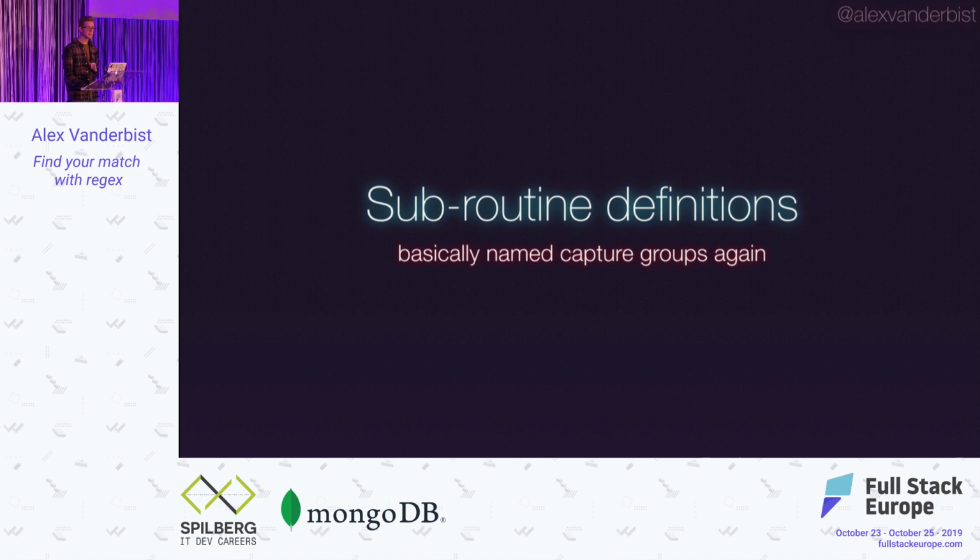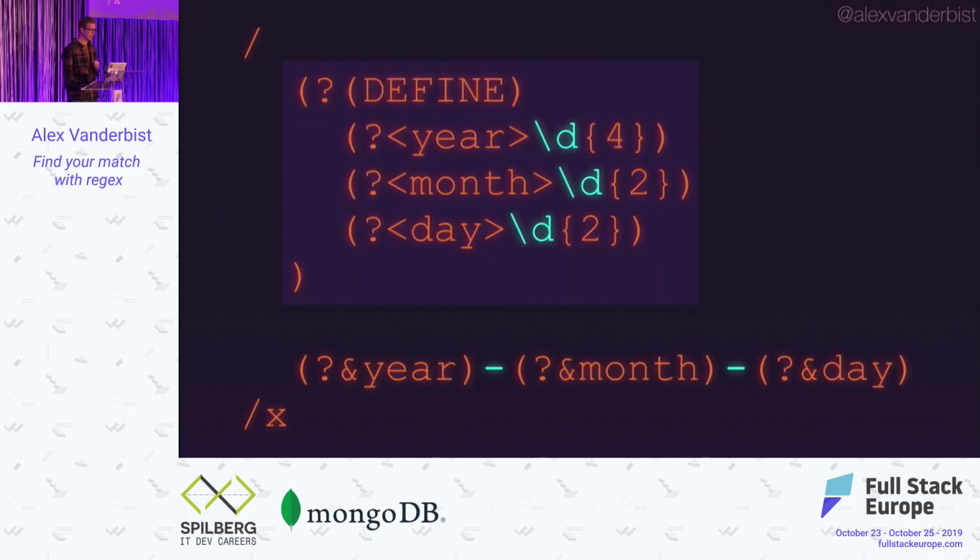Finally, I've got a couple seconds left for a quick example of subroutine definitions, which is a really fancy or scary name for basically defining and naming patterns. You can then reuse these patterns multiple times throughout the regular expression. It's actually very similar to named capture groups again, only this time they look like this. As you can see, we're defining the same year, month, and day capture group, this time as subroutines. We can then use these subroutines to recreate the same date matching pattern we've just seen. Only this time, it's super readable and fits on one line.